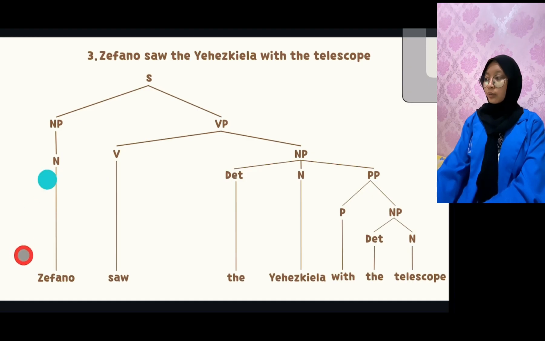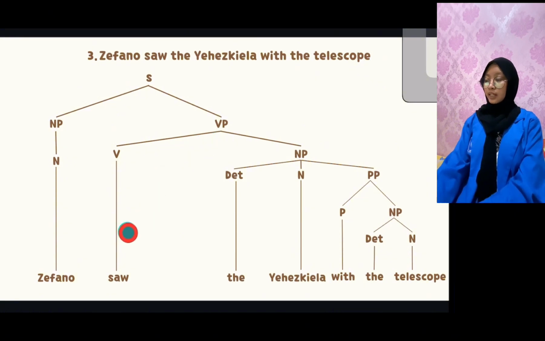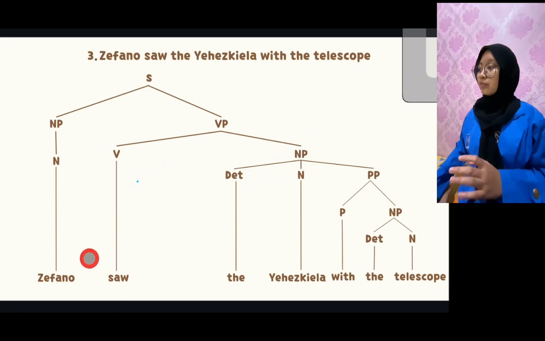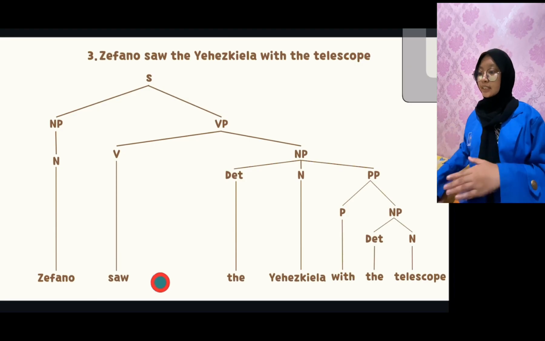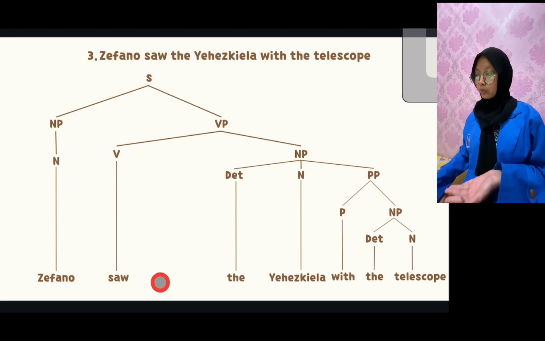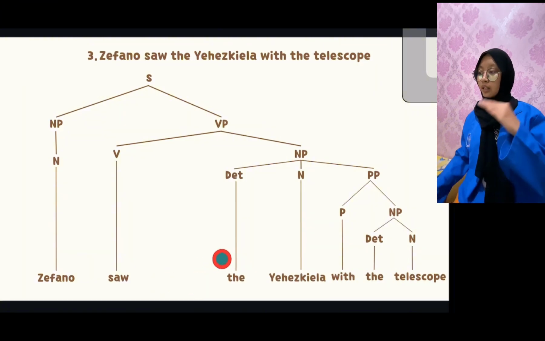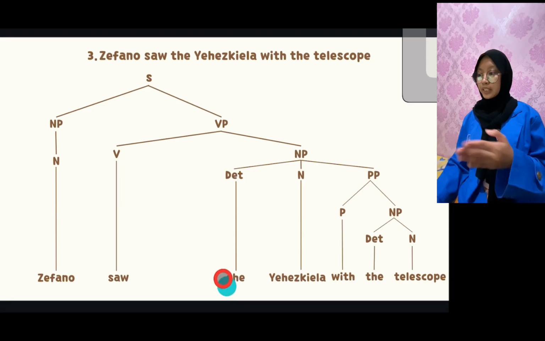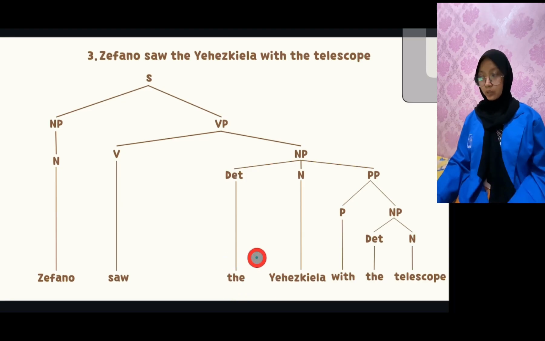In here we have the noun phrase, only Stefano, which is a noun, and then for the verb phrase, inside the verb phrase we have the verb and the noun phrase. So the verb phrase is saw the Yehezkiela with the telescope. The verb here is saw, and then inside the verb phrase there's the noun phrase, which is the Yehezkiela with the telescope.